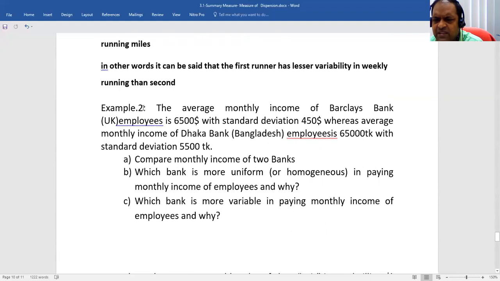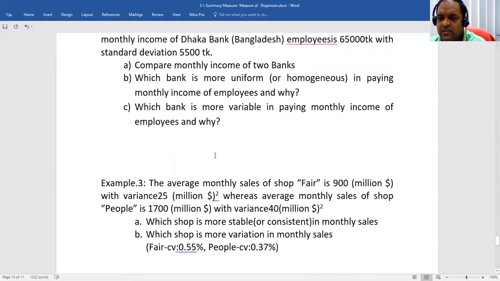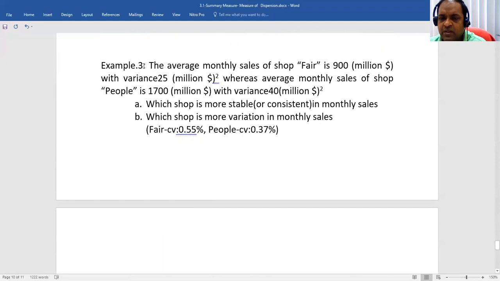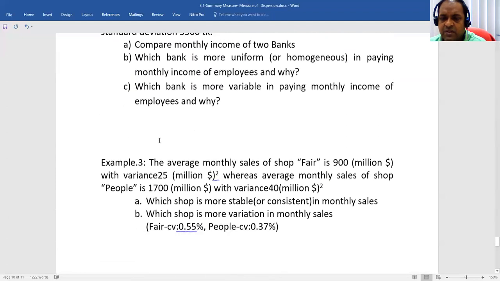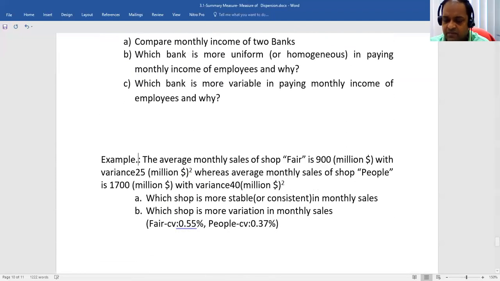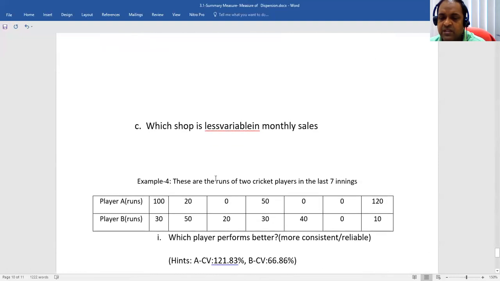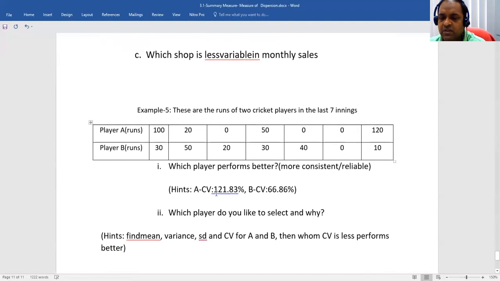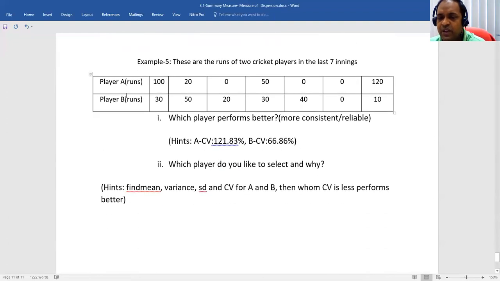There are some other examples, example 3, you can check it and make the comment yourself. This will be like your homework. I'll put it in the problem set. And there is another example, example number 4, you can check it. And a more interesting one is example number 5, where there are scores of 2 players.